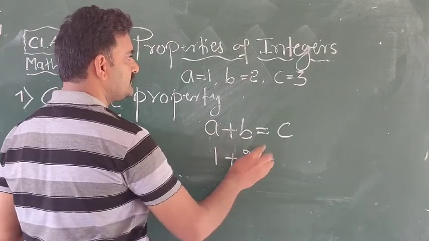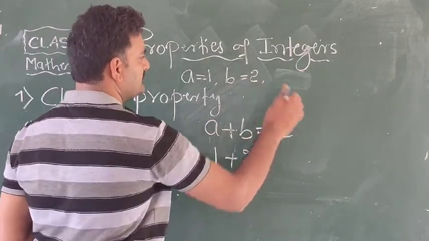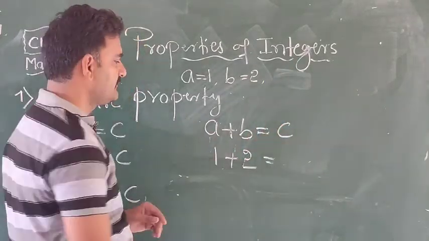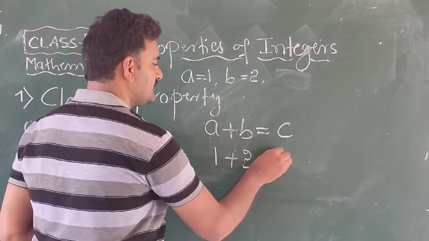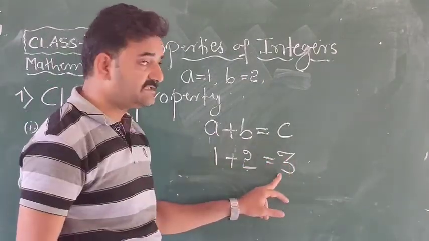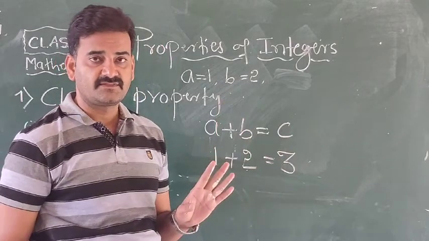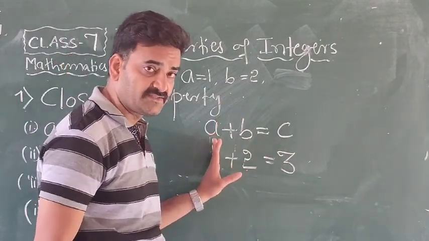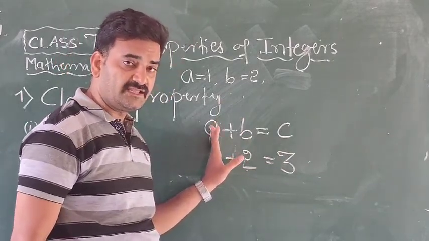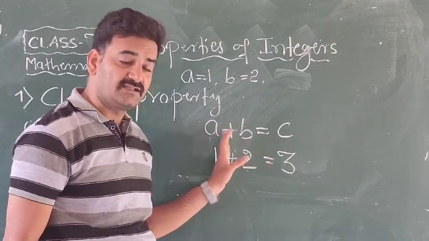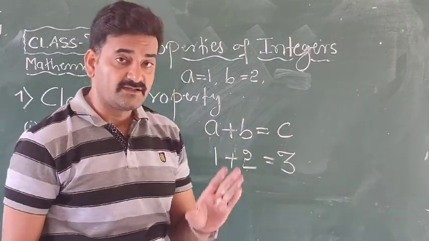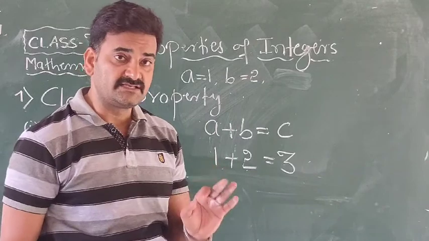Now 1 plus 2 is, now c I am not going to consider. Let us say a plus b only. Now 1 plus 2 is 3. 3 is also an integer. That means it is satisfied. Any number you take as a and b, when you add it, you will get one more number, and that number is an integer.